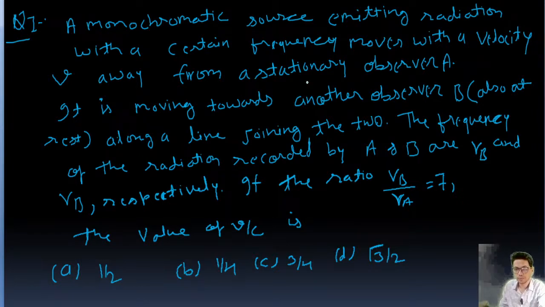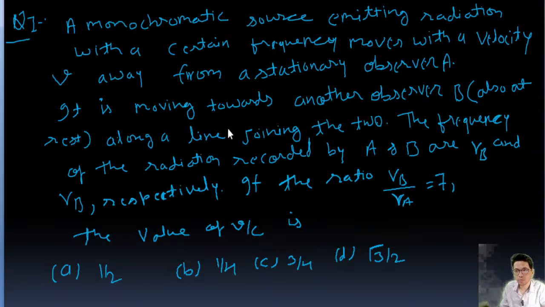I'll read the question. The question is: a monochromatic source emitting radiation with a certain frequency moves with a velocity v away from the stationary observer A. It is moving towards another observer B, which is also at rest. Observer A is at rest and observer B is also at rest.